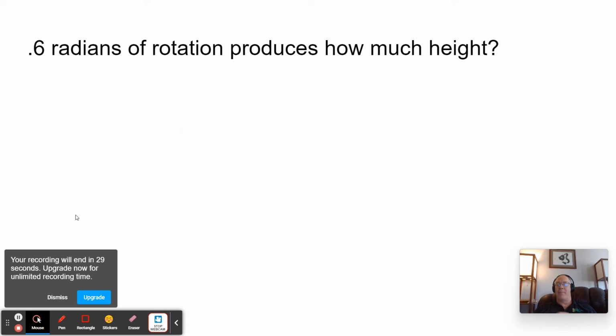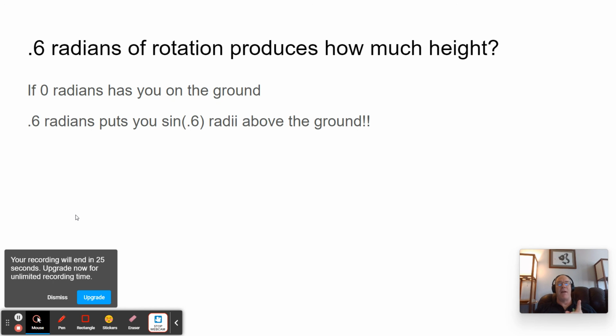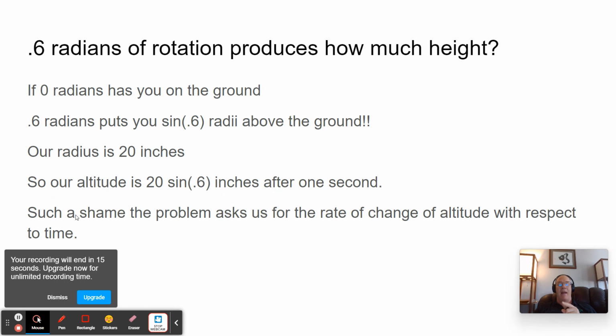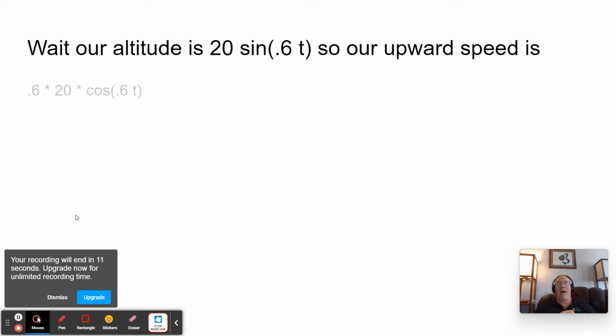And how much height does that produce? If 0 radians has you on the ground, then 0.6 radians puts you sine of 0.6 radii above the ground. Our radius is 20 inches, so our altitude is 20 times the sine of 0.6 inches after 1 second. And the cool thing is that our upward speed is going to be the derivative of 20 times the sine of 0.6t, which is 0.6 times 20 times the cosine of 0.6t.